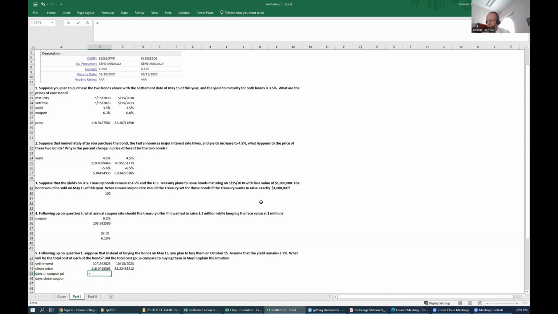So let's do that. Those functions are COUPDAYBS. That's the days from the beginning of the coupon to the settlement date. That's not the one I want here. I want days in the coupon period that contains the settlement date. And that is, the settlement date is October. The maturity is way up here. The frequency is 2 and my basis is 0. Let's hit enter on that.